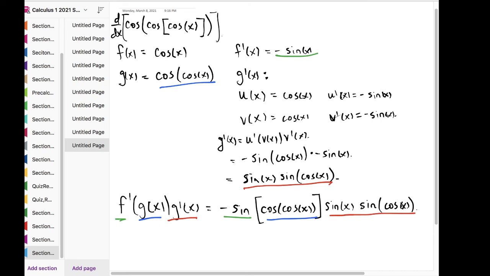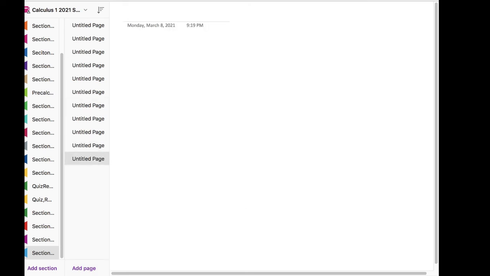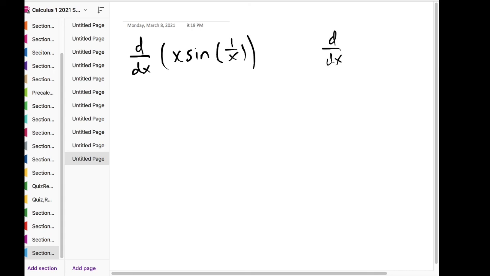Okay, so the ones I really wanted to get to at the end, which I think we'll have time for, are these. The derivative of x sine of 1 over x, and the derivative of x cubed sine of 1 over x. Okay, so how do you find the derivative of x sine of 1 over x?